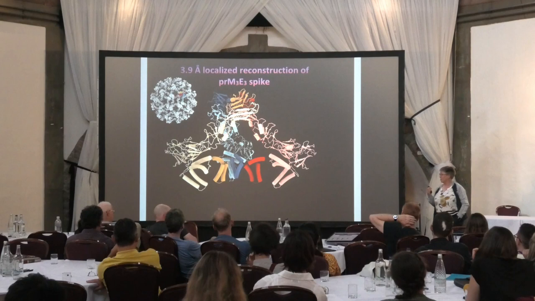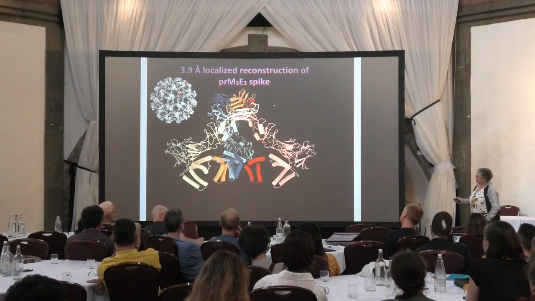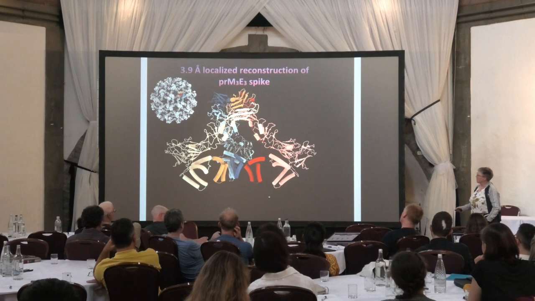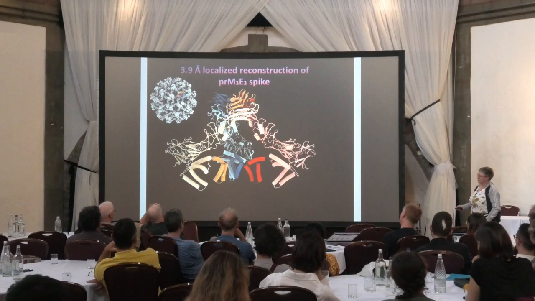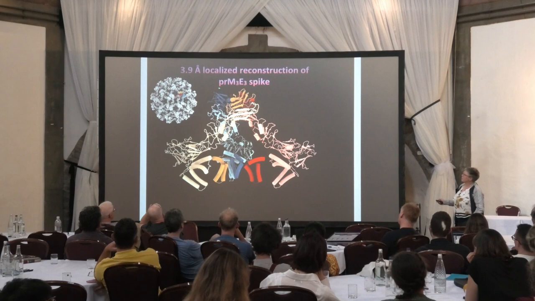And so what we're showing in different colors are the 1E in yellow, pink, and blue. The paler colors are the E. The darker colors are the associated PRM protein, which goes from the top of the spike all the way down to the membrane. The membrane is sitting about here.